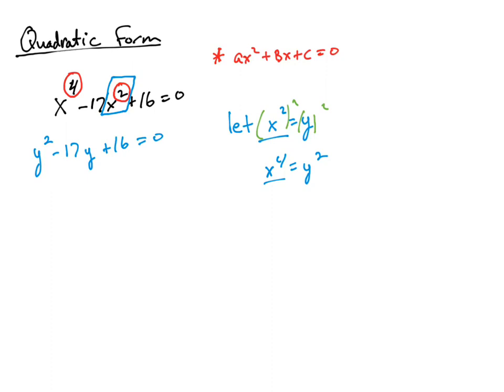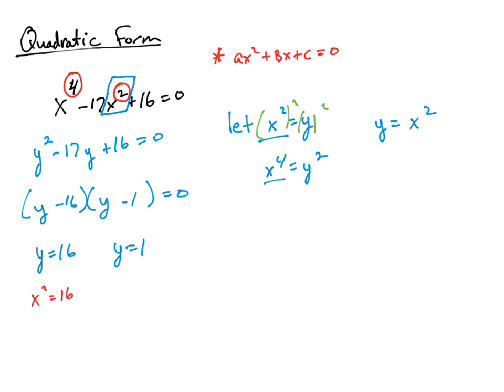Okay, so we have rewritten this to be a quadratic equation. And this is a quadratic equation that we can factor. y minus 16, y minus 1. So we get y is equal to 16, y is equal to 1. But ultimately, we don't want to solve for y, we want to solve for x, because that's what our original equation was. So remember, we set up here y is equal to x squared. So we're going to replace that y with x squared. So x is going to be equal to plus or minus 4. And then x squared is equal to 1, so x is equal to plus or minus 1. So we get 4 solutions here. And that makes sense because our original equation was 4th degree.